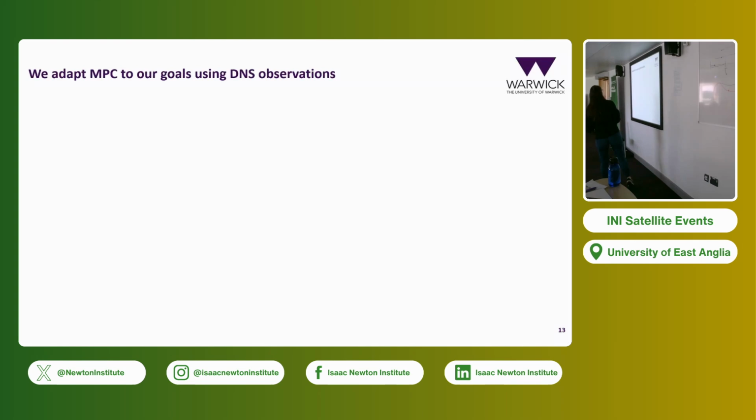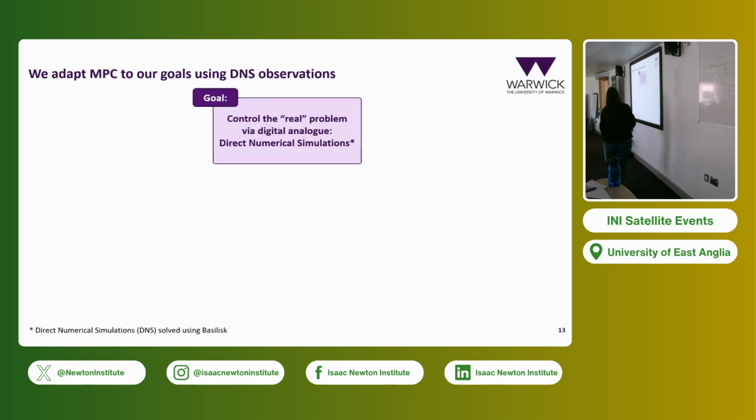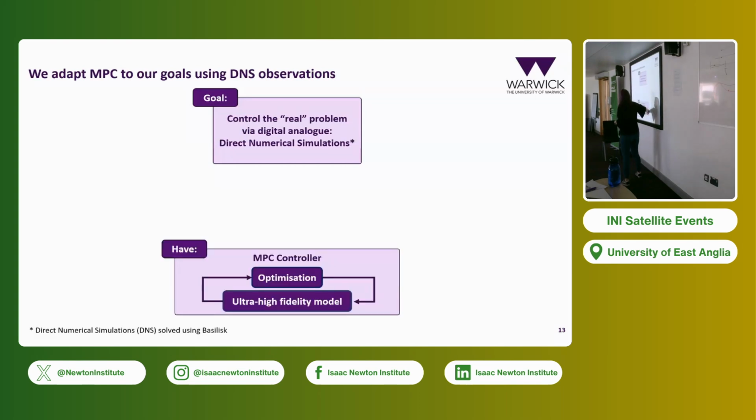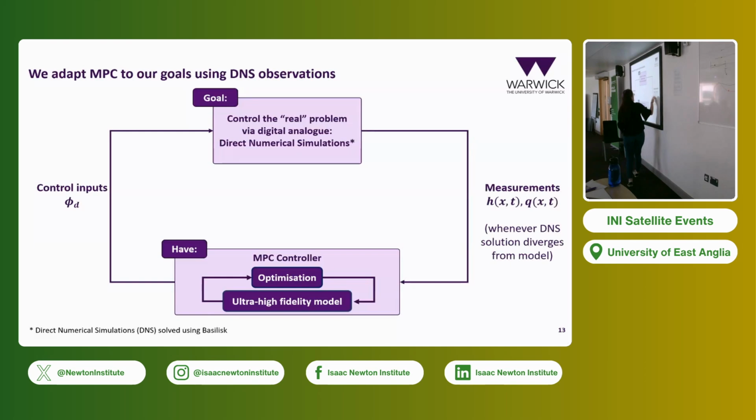So just to summarize what we're doing, what we would really like to do is control the DNS of the Navier-Stokes equations. What we can do is control the weighted residuals model. So we start by controlling the weighted residuals model, we take the controls and put them in the DNS. Whenever the DNS is not behaving like we want it to behave, we solve the optimal control again with a very good initial guess.